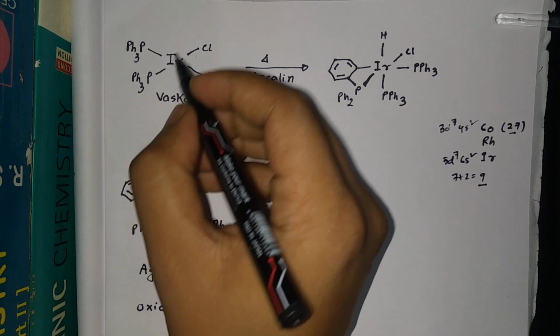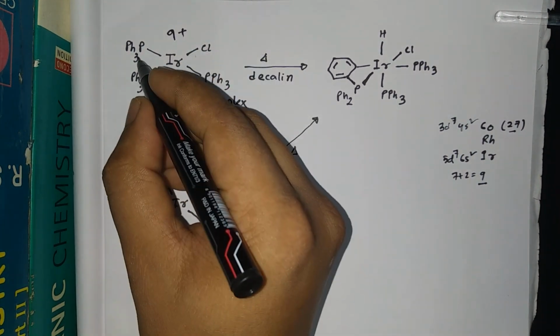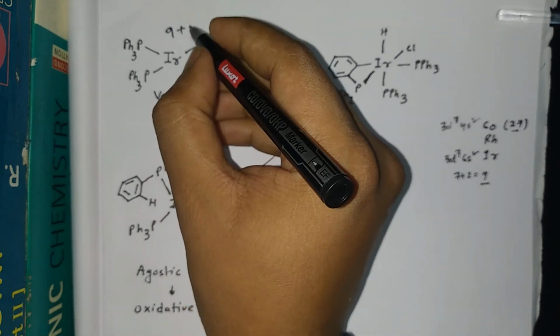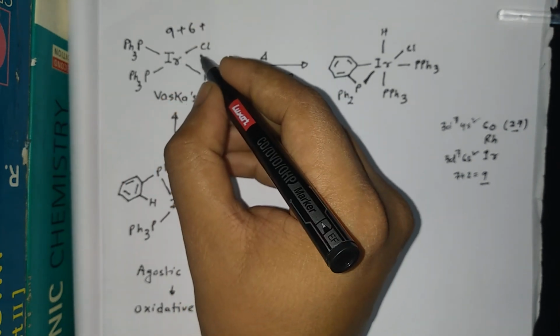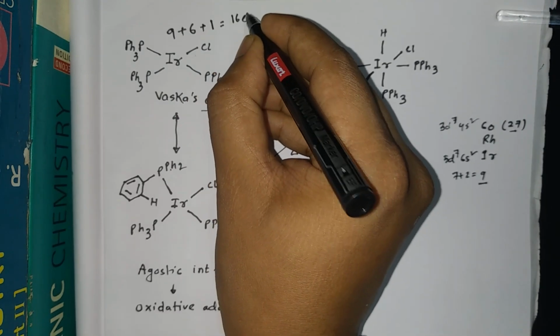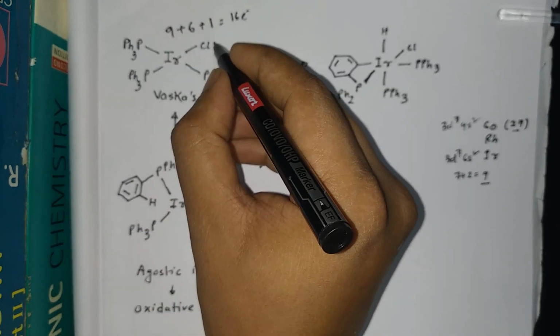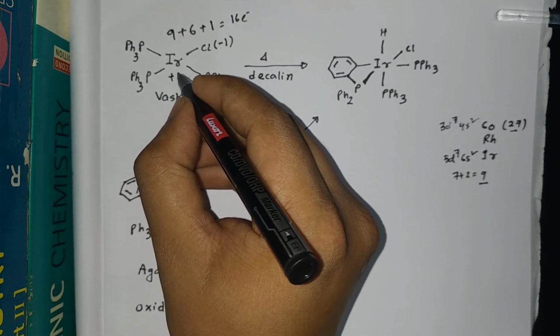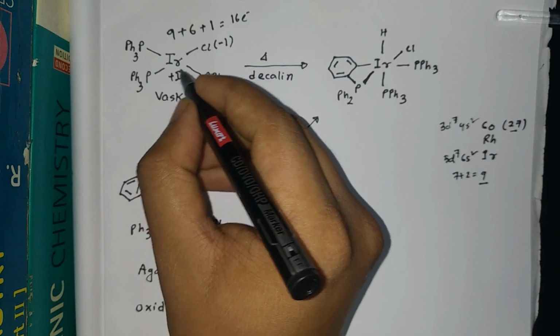Therefore this iridium has 9 electrons, and these 3 PPh3 will donate 2 electrons each, so 3 into 2 equals 6 electrons, and this chlorine will give 1 electron. So the total is a 16 electron system. This chlorine has a negative 1 charge, and therefore the iridium will have a positive 1. So iridium is in the +1 oxidation state.